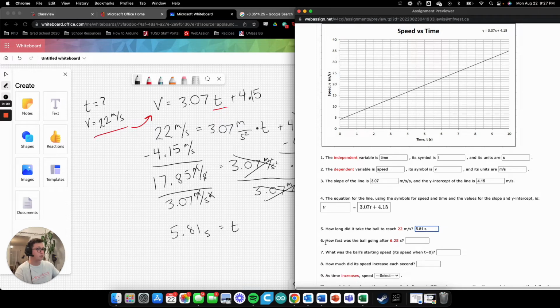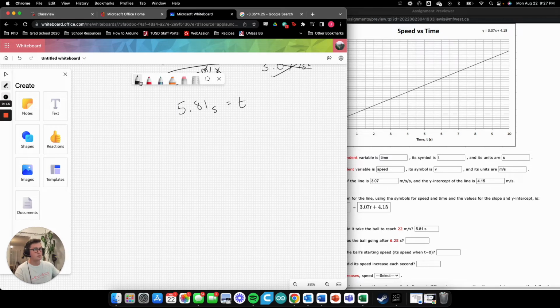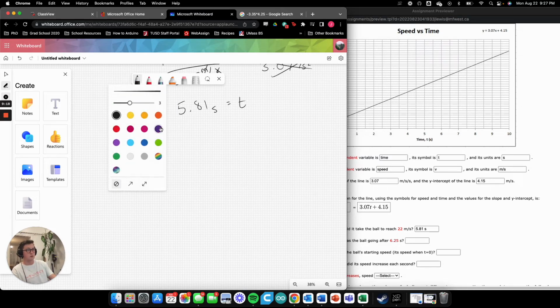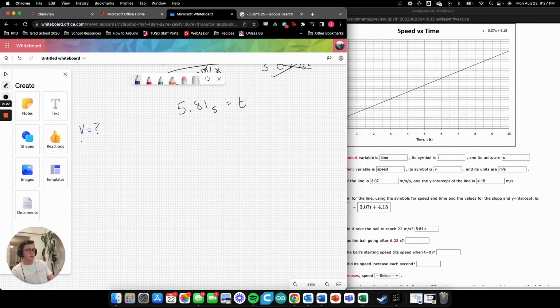Okay, so next we're looking for the speed of the ball after 6.25 seconds. Let's use purple this time. So I want to know the velocity. But this time I know that I'm given 6.25 seconds. Our equation is velocity is equal to 3.07 t plus 4.15. Keep forgetting that one. And I forgot my units. Can't forget my units. But you guys can.